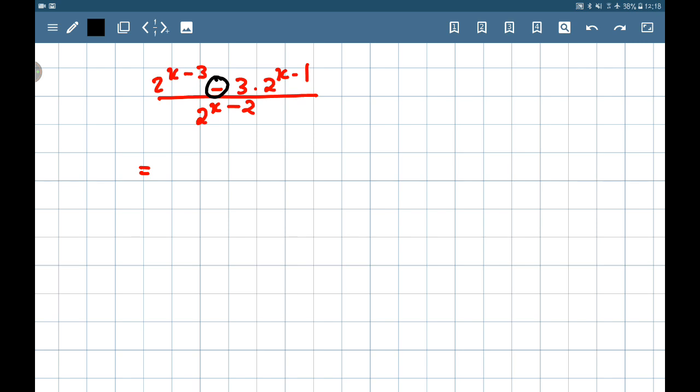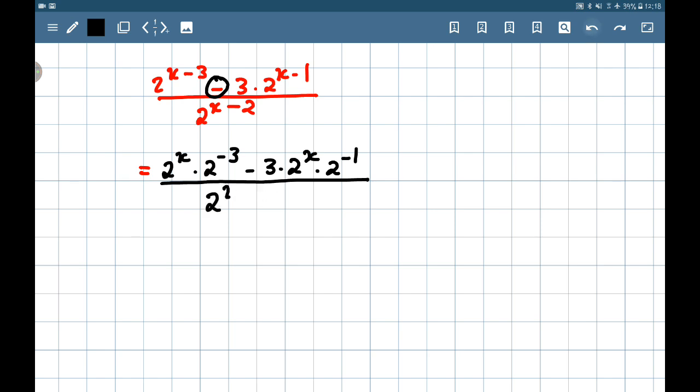So which means the only way to do that, we are going to now break it down. 2 to the power x multiplied by 2 to the power minus 3, minus 3 multiplied by 2 to the power x multiplied by 2 to the power minus 1. That's how you broke that down, right? And then from there, we divide. We have 2 to the power x minus 2.